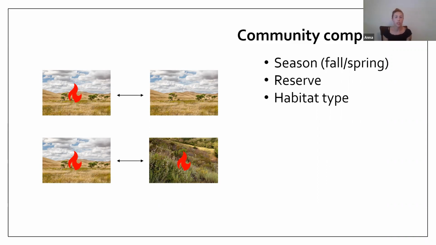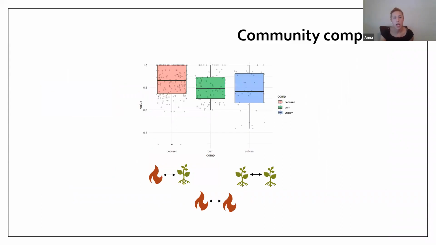And so instead we looked at the burned and unburned sites if they were in the same reserve and in the same habitat type, and then looked at it across these two seasons as well. And so this is where we started to actually detect some cool patterns. So these are box plots, again, showing beta diversity. The one on the far left is comparing the burned sites to the unburned sites. The one in the green is comparing burned sites to burned sites. And then the one in the blue is comparing unburned sites to unburned sites. So these little pictures are trying to demonstrate that.